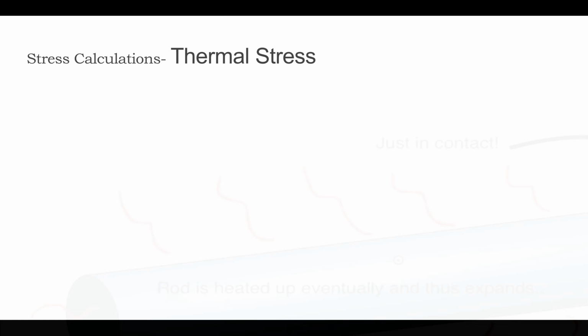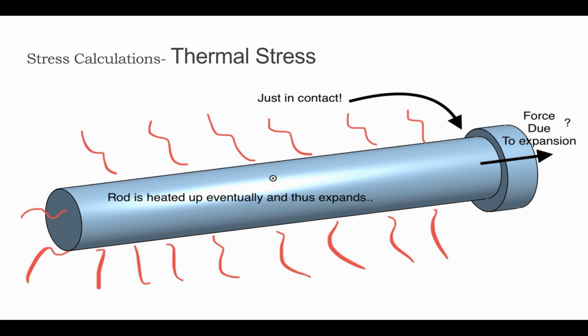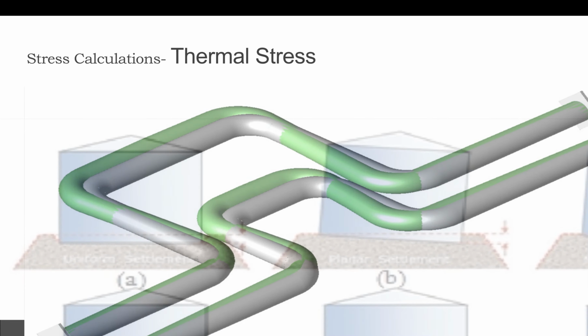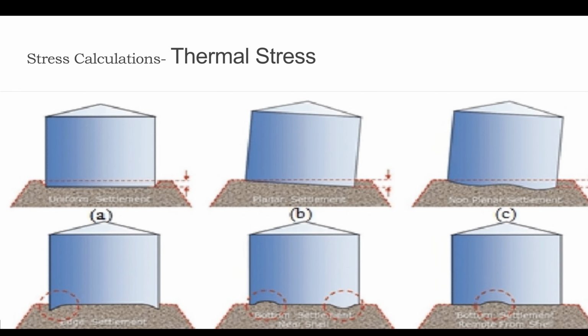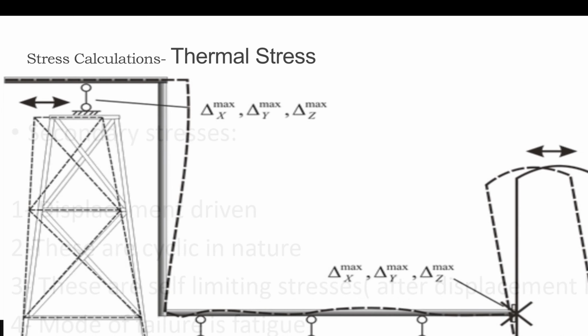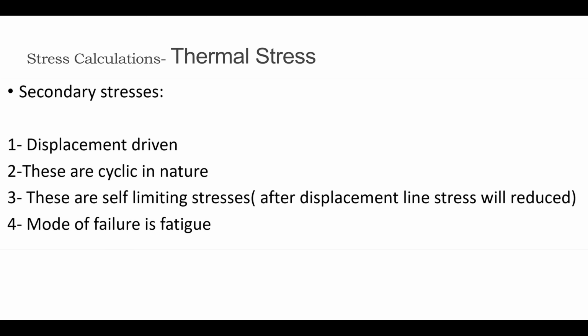Thermal stresses. Thermal stresses are also called secondary loads. So what are the secondary loads? These loads are generated due to the temperature and some kind of displacement imposed on the piping system, like thermal expansion and contraction, tank settlement, anchor movements, vibration, etc. Secondary loads are cyclic in nature and result in a fatigue failure.